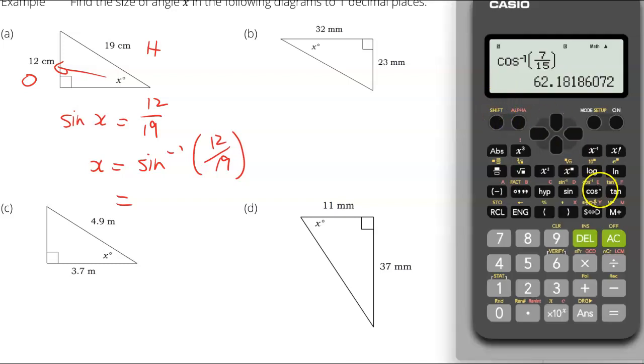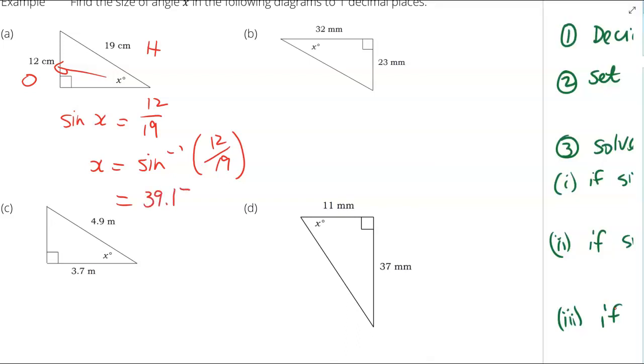So inverse sine, shift sine. The good thing is it comes up on the calculator as sine to the -1 to remind you. Close the bracket, equals 39.17 degrees here. Do we always have to put that little -1 in? Yes. How do we do that? Just put Shift whatever the trig part is. Otherwise, if you don't, you're not solving for an angle.